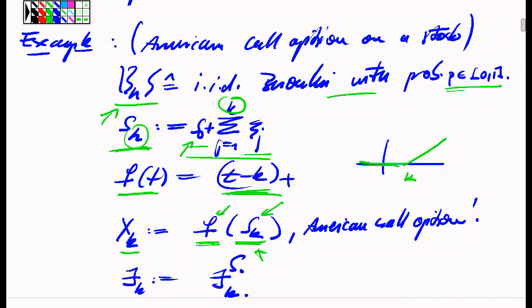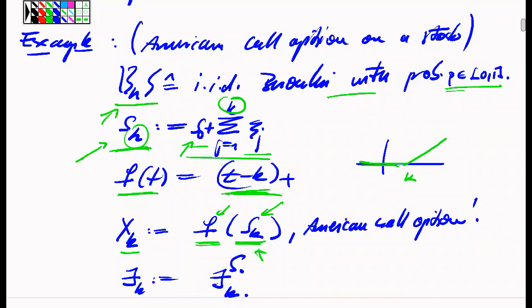Let me say it again. We assume that we have a certain underlying stock price dynamics, which is described here in this model by this simple S_k dynamics. So that would be, for instance, our very simple model of a stock price dynamics for, say, the BMW stock price on the stock market.